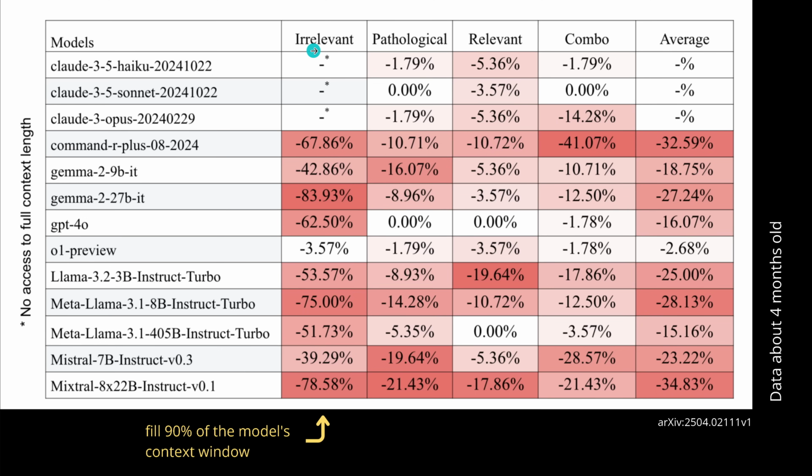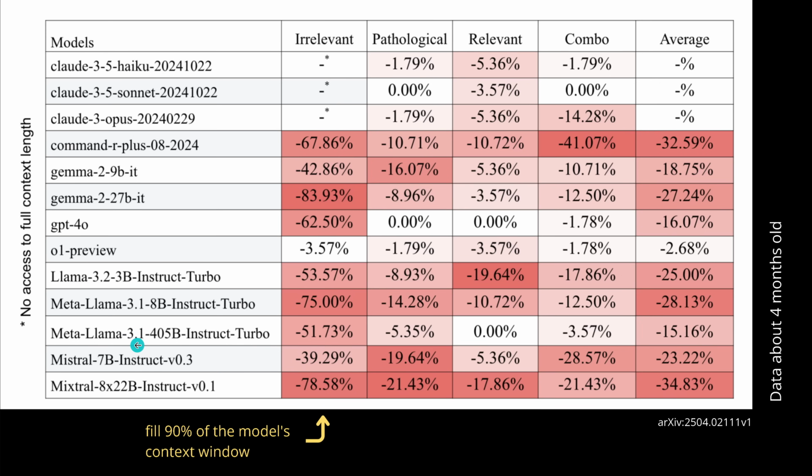You see, irrelevant information added in your prompt can have a massive impact on the performance of your model. For example, a Mistral 8x22b. This is an old model, not the latest Mistral model. But this old model went down 78% in performance if you fill up 90% of the model context window. This is only for the irrelevant part. But a Mistral 7b went down 40%.